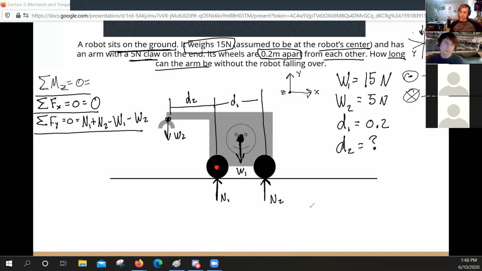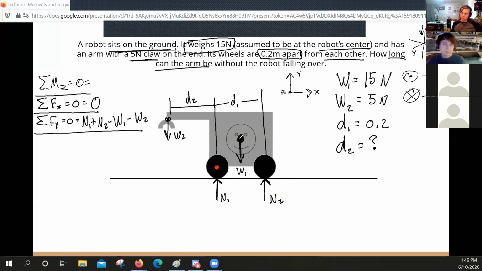So, what values do I know numerically? Like, what values do I have actual numbers for? The two weight forces and the distance between the wheels. Yes. So, out of all of my forces, N1, N2, W1, W2, I have two of those. We have the two W's, so we have this one and we have this one, okay?